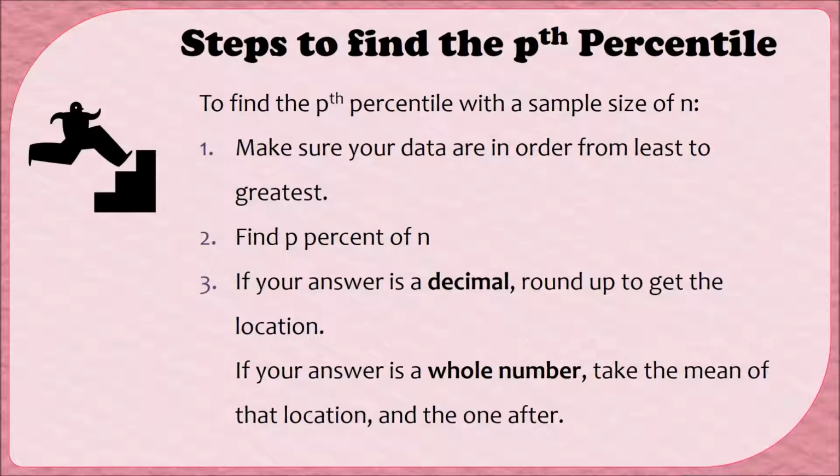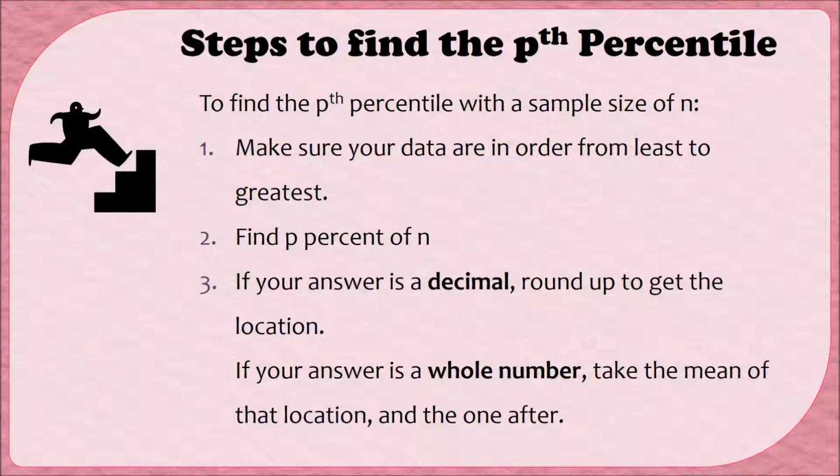If my answer is a decimal value, then I'm going to round that value up to get the location of the percentile. So for example, if my p% of n is 4.2, I will round that up to 5. And what that tells me is that that percentile will be the 5th number in my list of values. If, however, our answer is a whole number when we find p% of n, then we will take the mean of that location and the location after that. In other words, if I find p% of n to be something like 9 exactly, then I'm going to go to the 9th number in my list and the 10th number in my list and find their mean.